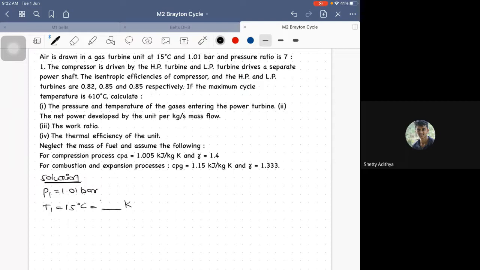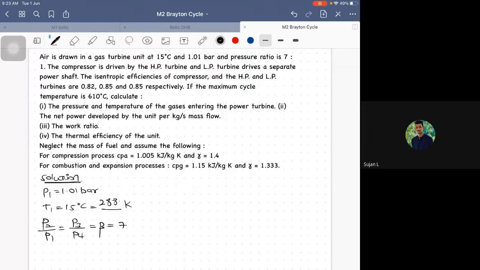288 Kelvin. Now next, the pressure ratio is 7:1. So what is pressure ratio? P2 by P1, that is equal to P3 divided by P4, that is equal to beta, that is 7 for this particular problem. Next, the compressor is driven by HP turbine and LP turbine drives a separate power shaft.